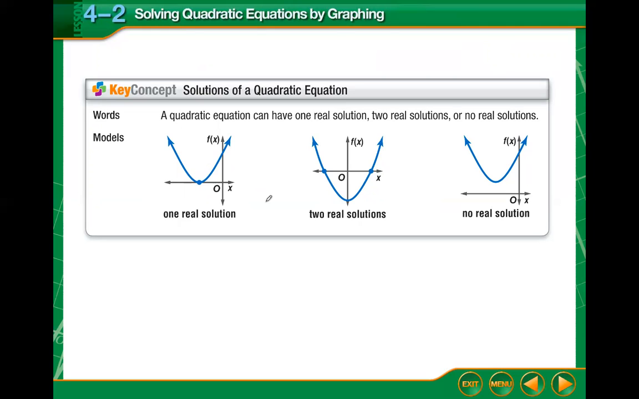And then our last option is there's no real solution, and this would be when it is opening in a direction away from the x-axis, and it just never touches the x-axis. You will always have a y-intercept, but you might not always have an x-intercept, is one of the key things here.